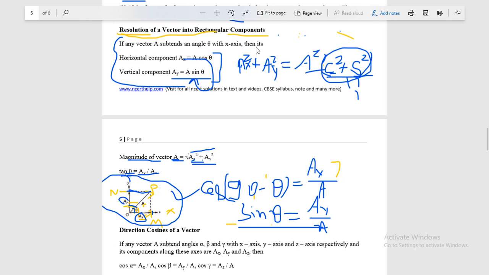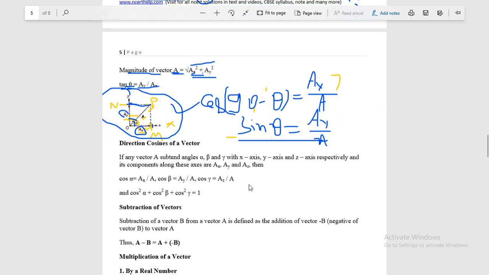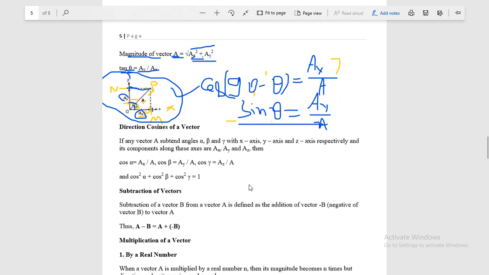Okay, and you must remember, by this formula you can find out the value of ax, the value of ay, the magnitude of vector a, then the angle formed by vector a from vector ax, or you can say along the x-axis. So these are the basics about the resolution of vector. Now we are going to study about direction cosine of a vector.